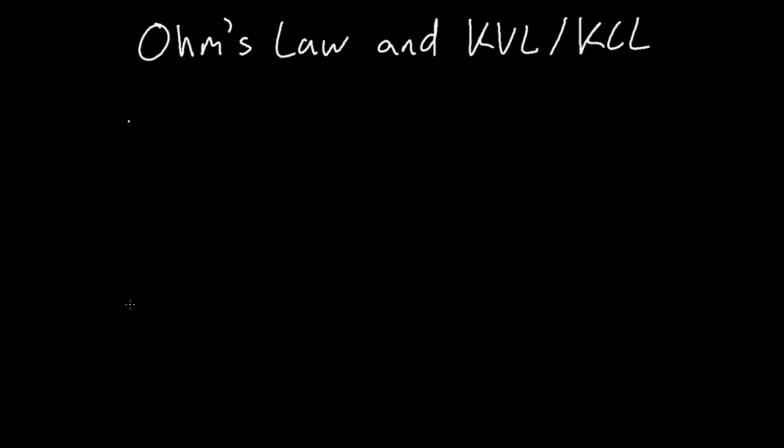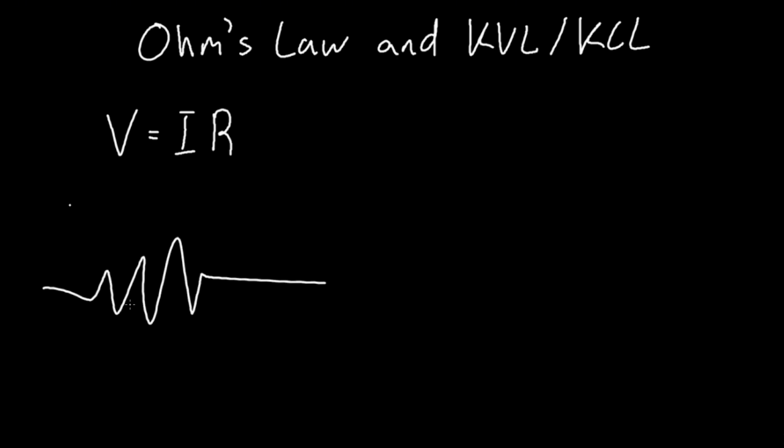So, Ohm's law, very simple. The voltage at a resistor, or the voltage drop due to a resistor, is your current times resistance. So, if you had some resistor with a voltage drop of, let's say, 6 volts, and the voltage on the left side is 10 volts, then the voltage on the right side is 4 volts. 10 minus 6 is 4.